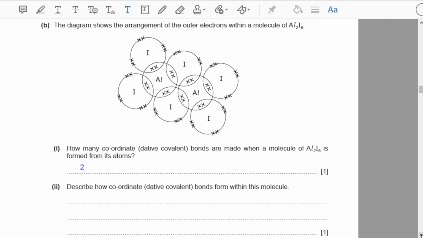Part 2. Describe how coordinate bonds form within this molecule. So iodine atoms donate a pair of electrons to aluminium, forming the iodine to aluminium bonding.